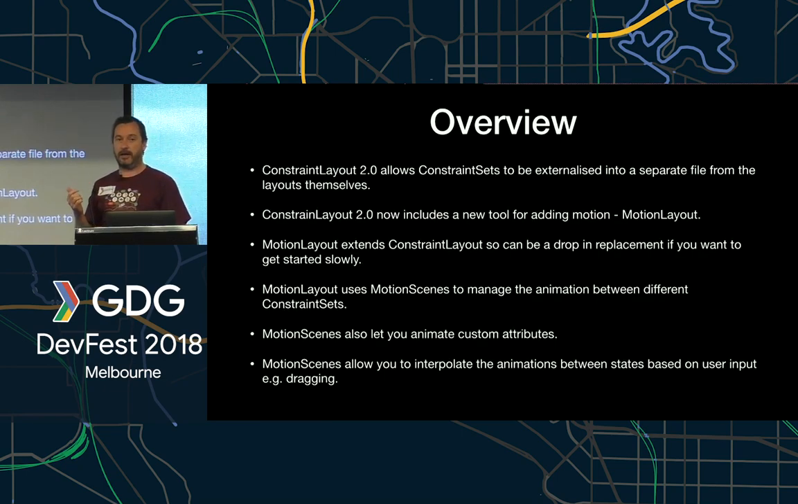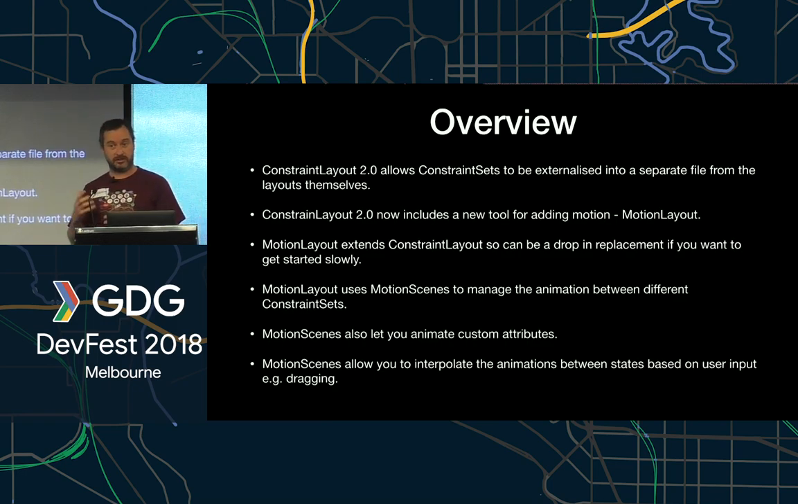Constraint Layout 2.0, the main bit that's been released so far, it's still in alpha at the moment. The main bit that's been released so far is something called MotionLayout. So MotionLayout is an extension to Constraint Layout. So if you want to get started slowly, dip your toe into the water, so to speak, for doing the MotionLayout part, it's a drop-in replacement. You can just change the package name and the class name that you use, and it'll work as is. But then we can start playing around with all the cool new features that MotionLayout brings to allow you to add transitions and movement to your UI more easily. And we'll talk about how you do that today.